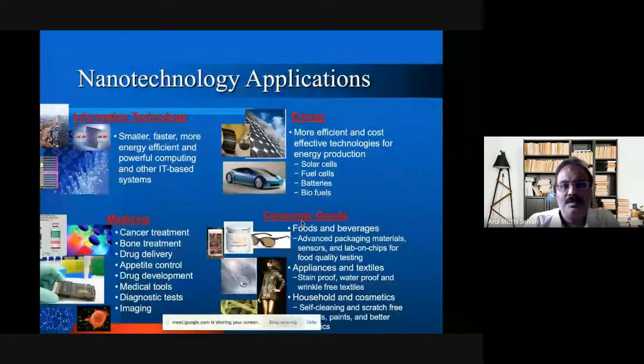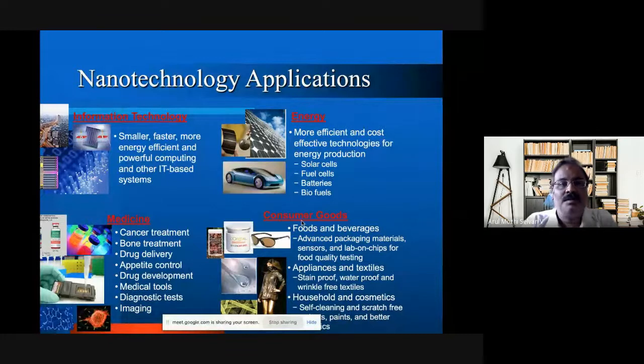As I told, nanotechnology applications are wide. It is available in IT, energy, consumer goods, medicine. Everywhere this technology came into the picture because of the lot of benefits. In IT, it means smaller, faster, more energy efficient, powerful computing. If you look at your mobile phone, it's very small in size, but it's not just a mobile phone now, it is a computer. The old desktop was very big, later it was downsized to a laptop, and the laptop became downsized to mobile now. These are all possible only because of nanotechnology. Similarly, in energy, more efficient and cost effective technologies for energy production, like solar cells, fuel cells, batteries, biofuels.